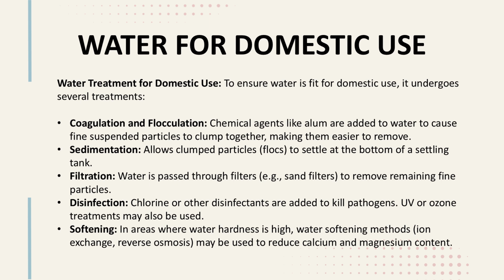When it comes to domestic use, water must undergo various treatment processes to ensure it is safe, clean, and suitable for human consumption. Let's go through some of the key steps in the treatment of water for domestic purposes. Coagulation and flocculation. This is where chemicals, like alum, are added to water. These chemicals cause the fine suspended particles in the water to clump together, forming larger particles known as flocks. These flocks are easier to remove.